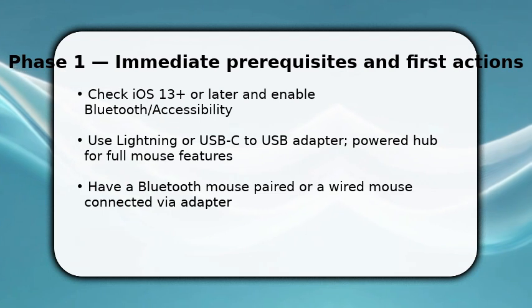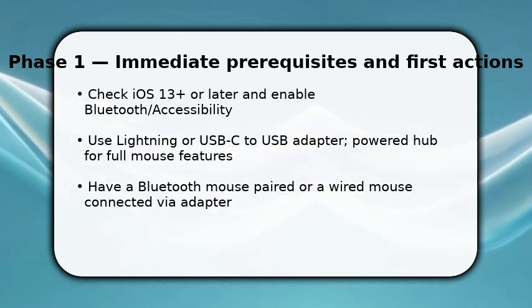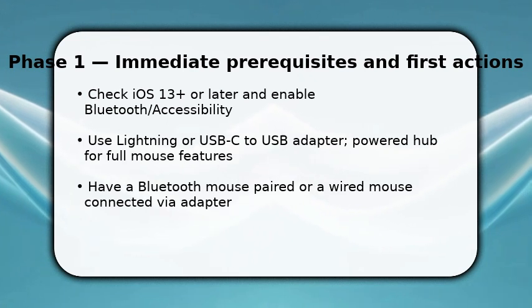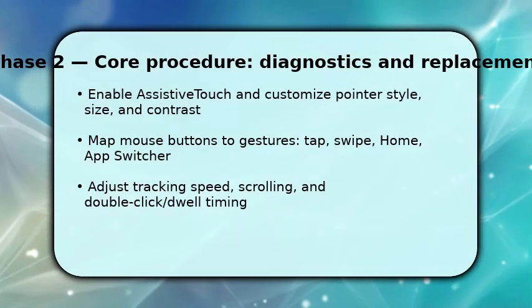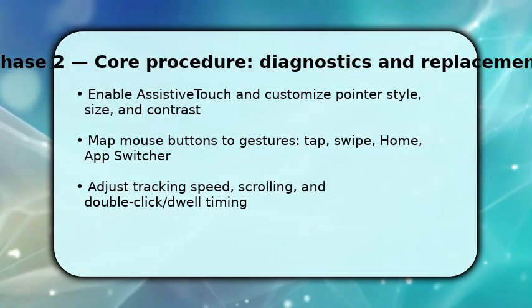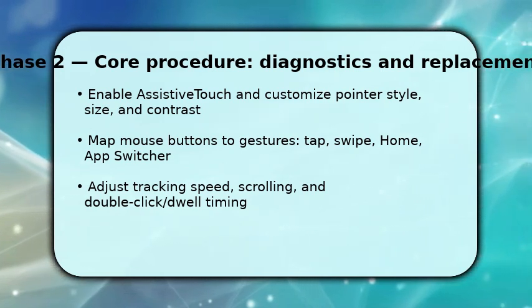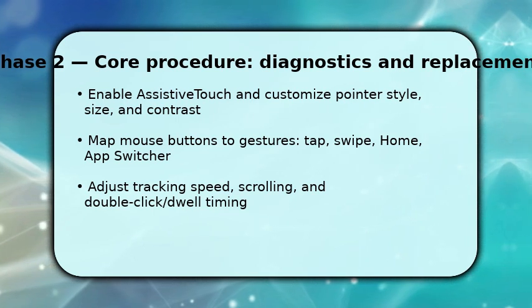Once done, open Settings, right arrow Accessibility, right arrow Touch, right arrow Assistive Touch to activate pointer. Once Assistive Touch is on, you customize the pointer so it's visible and comfortable. Change size, contrast, and color to match your needs. Then map mouse buttons to useful actions.